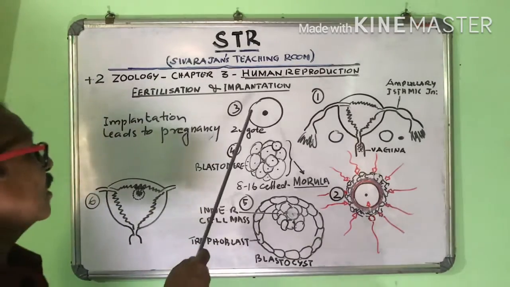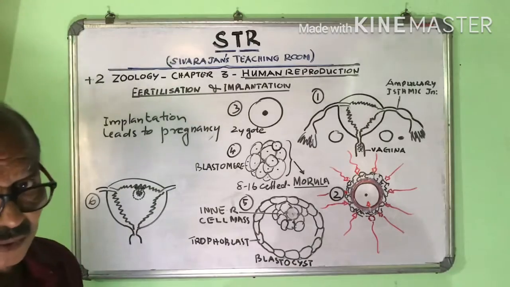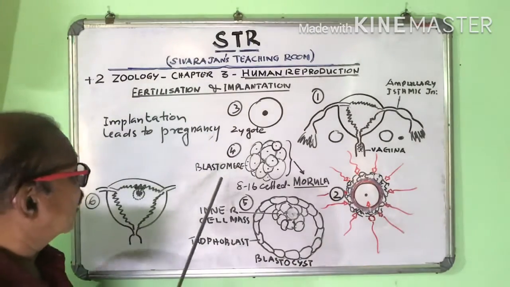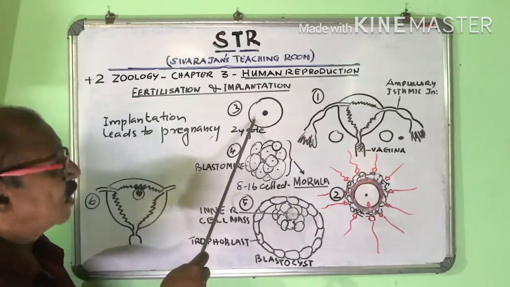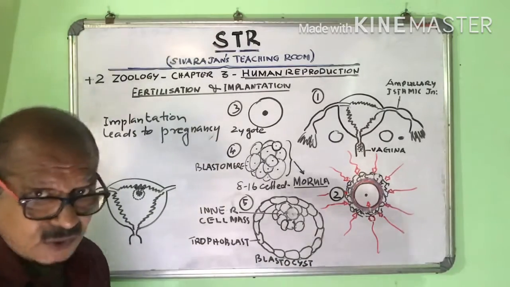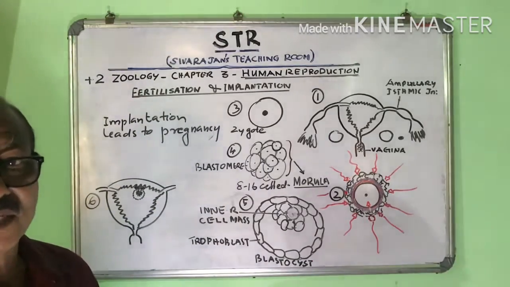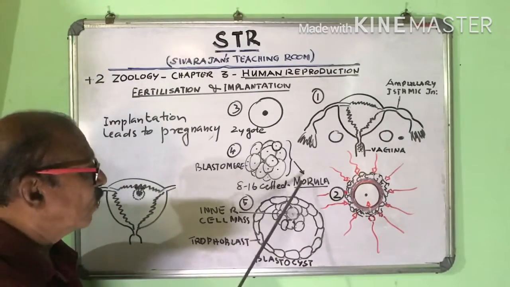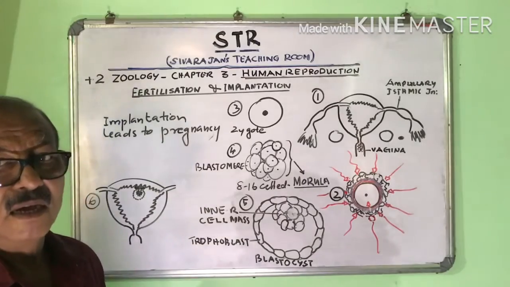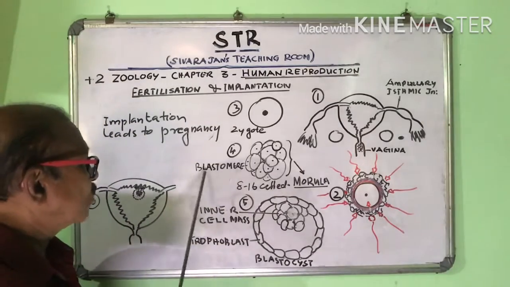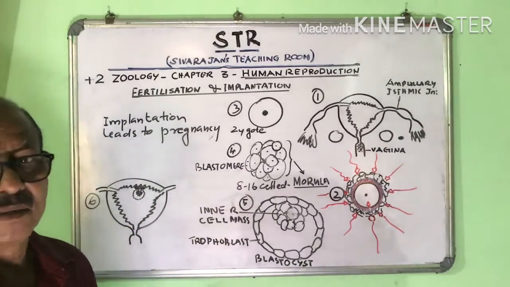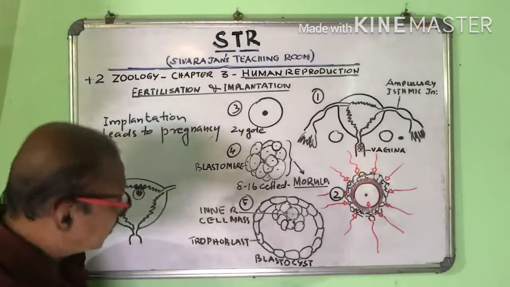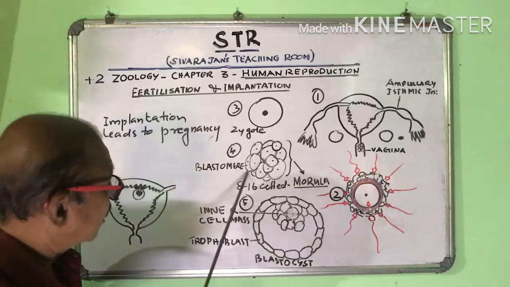And see, the zygote undergoes mitosis and a group of cells are produced. All these cells are called blastomeres. So the zygote is a single cell. It divides into 2, 4, 8, 16 like that, and all these cells are called blastomeres. So the morula has blastomeres amounting to 8 to 16 cells, and it again repeats. So the cells are called blastomeres.